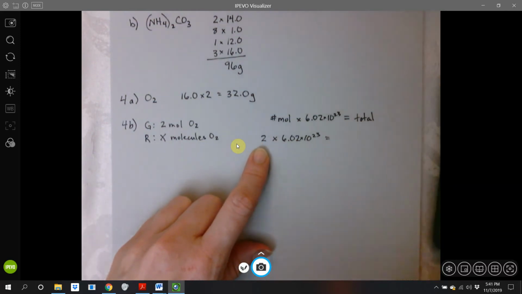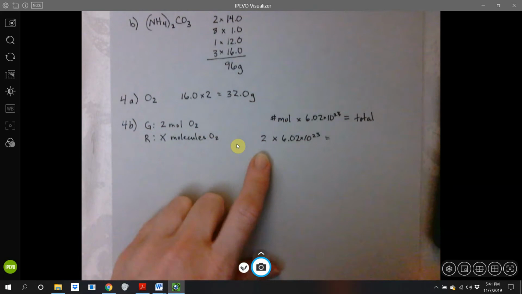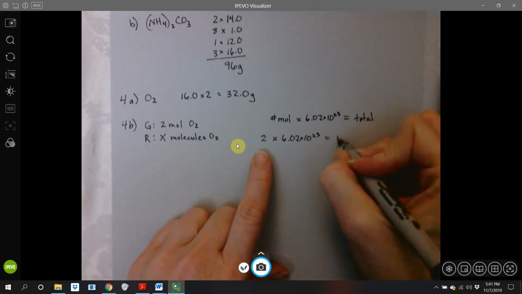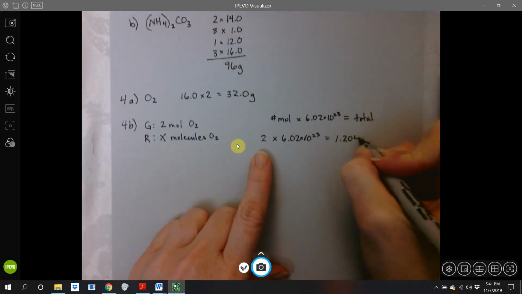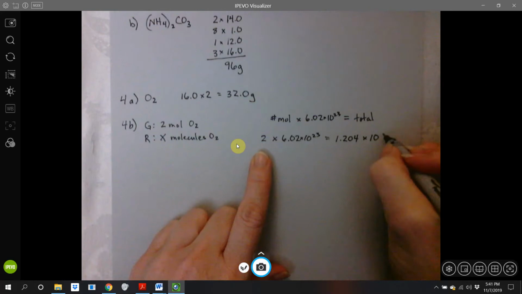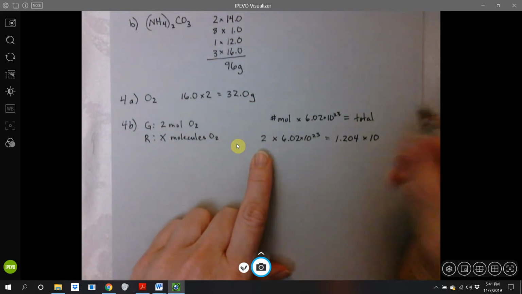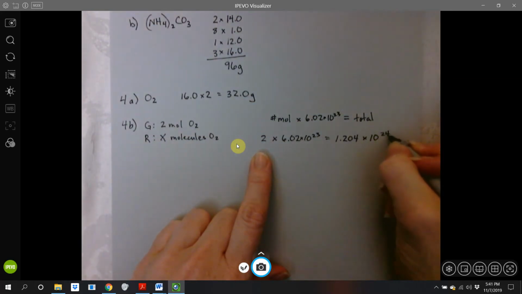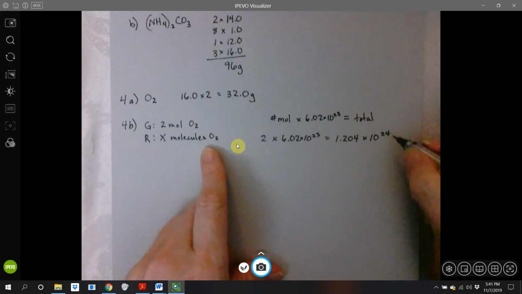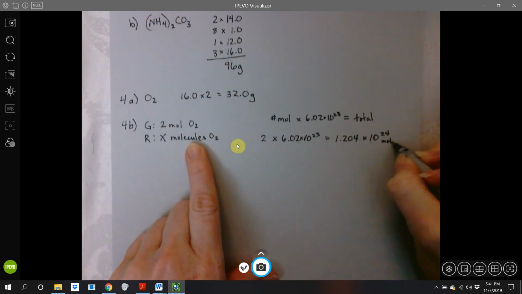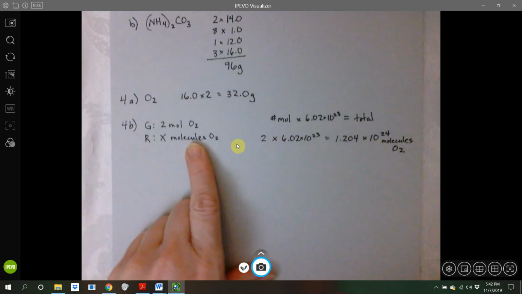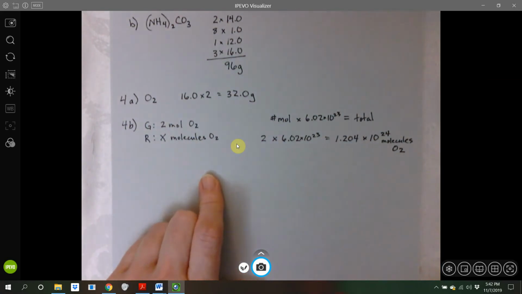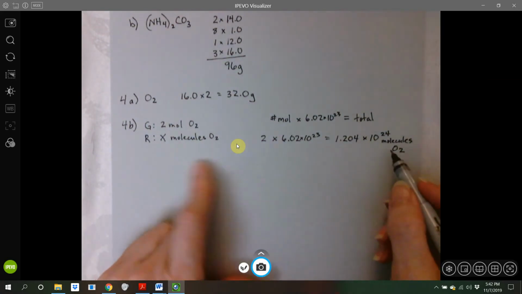We'll say multiply it by 2 in your calculator, and you're using scientific notation, so we'll say 1.204 times 10 to the 24. And here we're counting molecules. This is a very large number, which makes sense because when we're counting molecules, we count them in big groups. So there we have it.